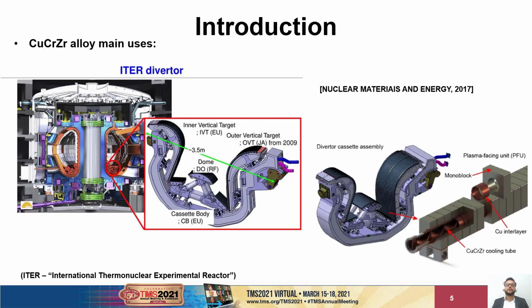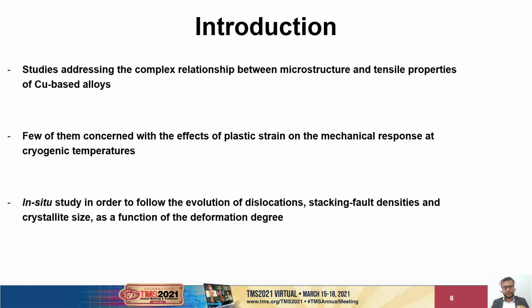Copper-chromium-zirconium alloys have many important applications in industry, but today the most important application for this alloy is in the construction of heat extraction components to work in the International Thermonuclear Experimental Reactor. In this application, this alloy has to present high mechanical resistance at cryogenic temperature.